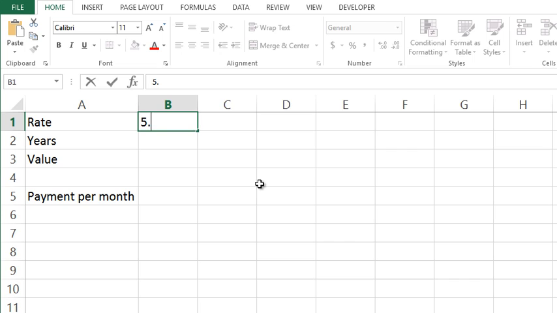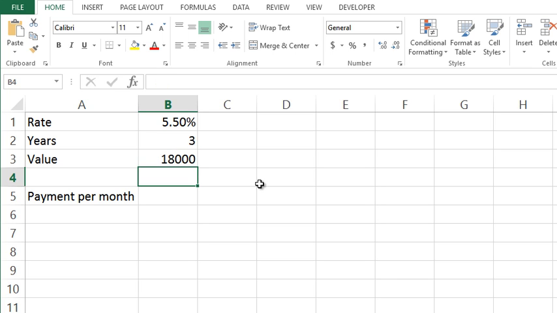Now, I just bought a minivan. I know what you're saying, but family's getting bigger, so got to do something. So the rate I'm going to put in is 5.5%. Number of years, let's say I'm going to pay this off in 3 years, and we spent $18,000 on the minivan. So here's all these values. And now I would like to know what the payment would be per month. What kind of payment I could expect if I went ahead and bought this car.